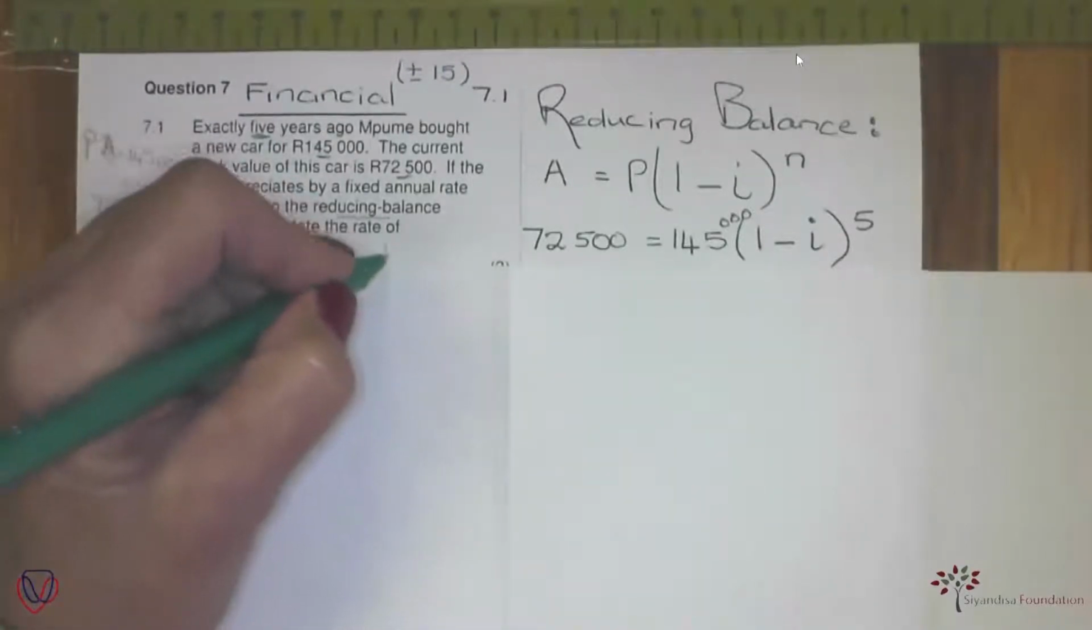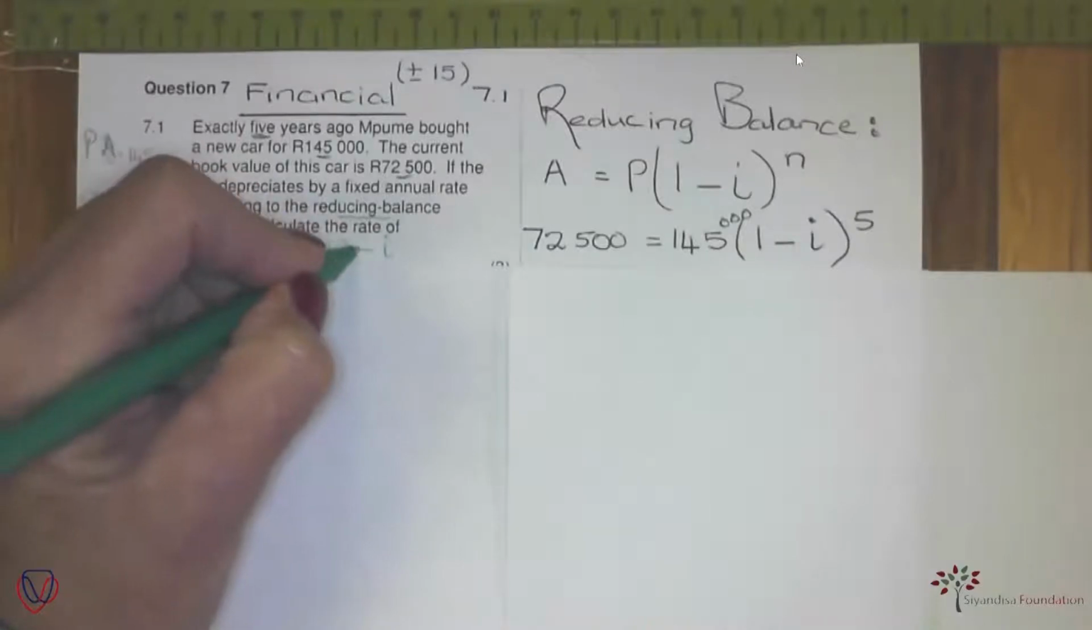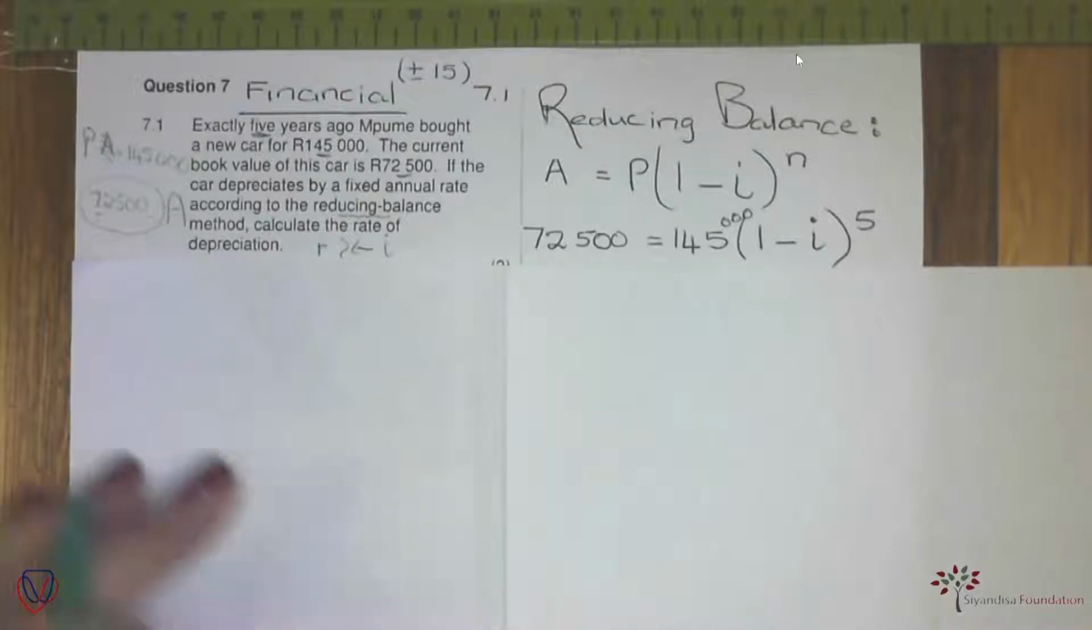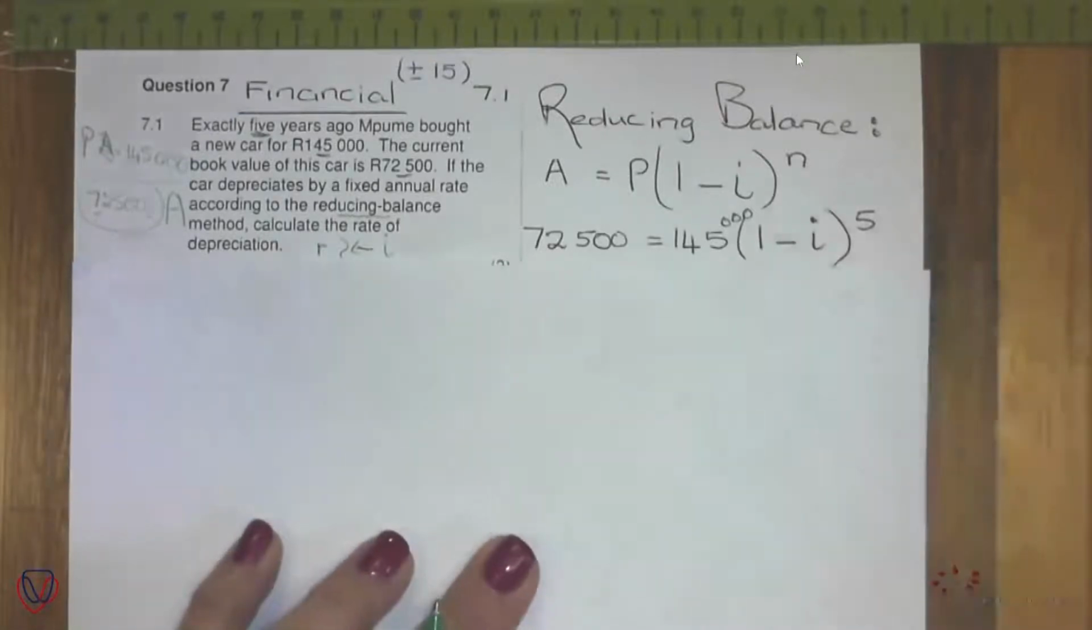Actually, from the I, we will be able to go to the R. So in this case, we must look for I. The moment we have I, we will multiply I by 100, and we will have R. Right, people? Let's go on.